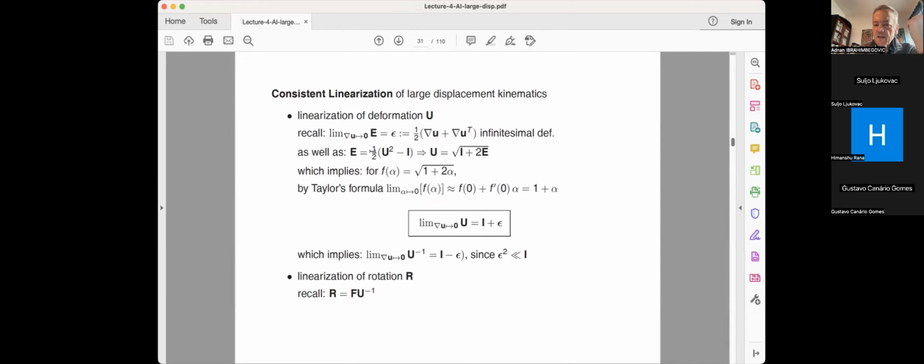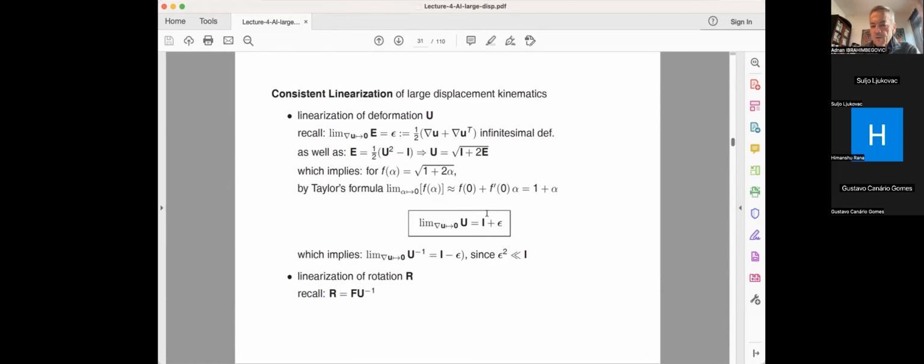And then E being equal to 1/2 (C minus identity), which is U squared minus identity. From here, you can say U is equal to the square root of identity plus 2E. So if I want to do a Taylor series development to linearize this, for example, f of alpha being the square root of 1 plus 2 alpha, that would simplify. I need f of 0, which would be 1, then f prime of 0 times alpha. So f prime would be equal to 1 over 2 times (1 plus 2 alpha), and the derivative of the inside would be equal to 2. So basically that becomes simply 1 multiplied by the infinitesimal stuff.